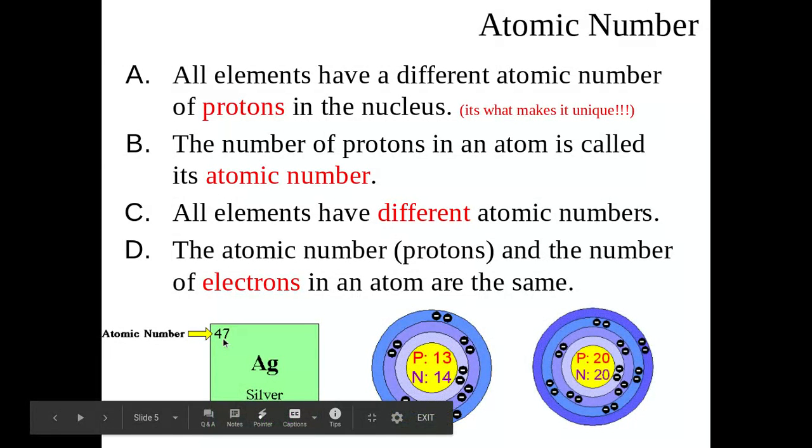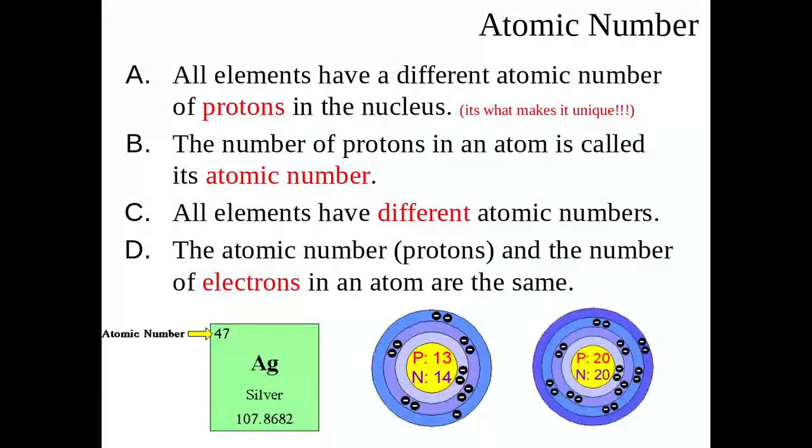So, let's practice. What's the atomic number for silver? Ag is its symbol. The atomic number is right here, 47. So what does that mean? That means there are 47 protons in the nucleus. That also means there are 47 electrons, because protons are positive and electrons are negative. Together, they have to balance out. So if I have 47 protons, I need 47 electrons. Otherwise, I have something called an ion.